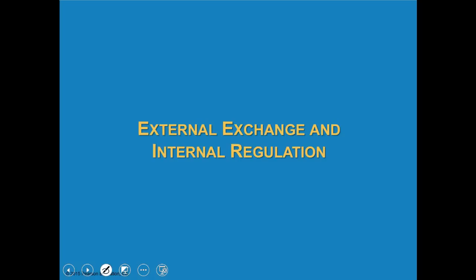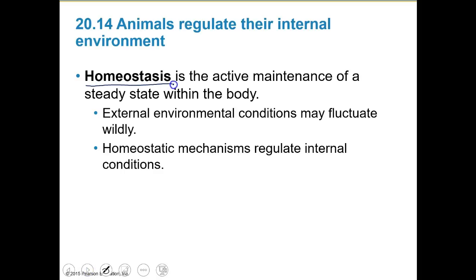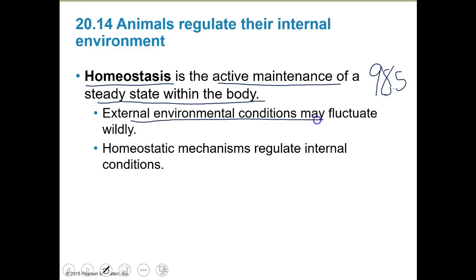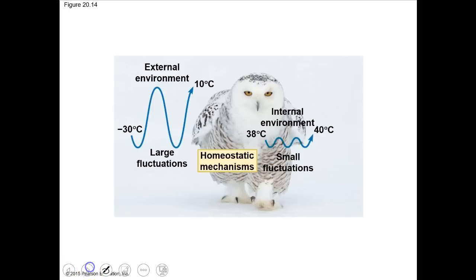All right. Internal and external regulation, we'll keep it short, but homeostasis is really what everybody's trying to do, and that's an active maintenance of a steady state within the body. So that's just maintaining a good level. Like homeostasis for us is we want to have 98.5 degrees Fahrenheit as far as our body temperature is concerned. And so whenever our temperature changes, our body's going to do something different to correct that. So environmental conditions fluctuate, the outside temperature changes, but our homeostatic mechanisms regulate those internal conditions so we can keep our 98.5 degree temperature.